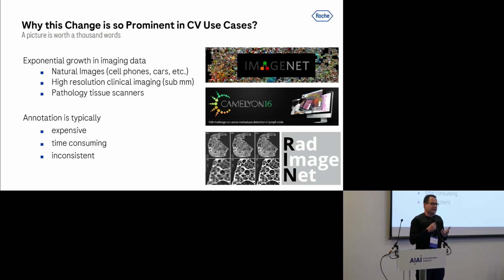Another thing is that these imaging data sets are typically annotated by very expensive experts. These annotations take a lot of time, and they are also very inconsistent. So for example, recent studies show that pathologist concordance in annotations is less than 70%, and I've actually conducted experiments at Roche where pathologist concordance was less than 40% in cell classification. So this is a big problem.